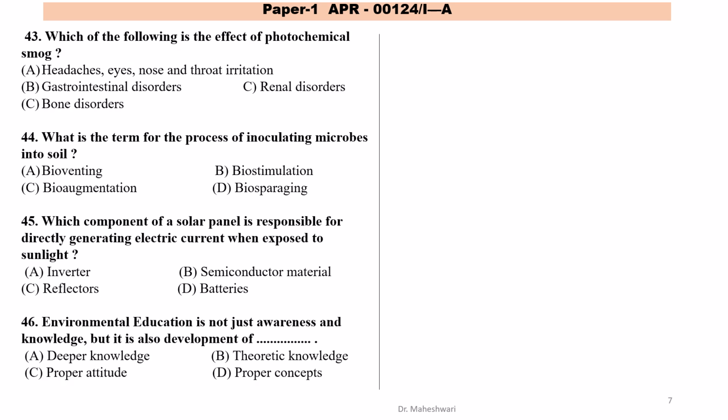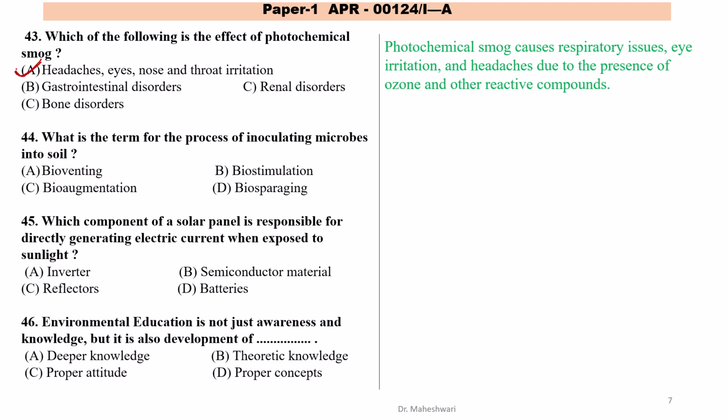Next one is, which of the following is the effect of photochemical smog? So what happens due to photochemical smog? You will find that headache, eyes, nose and throat irritation will occur. Option A is the correct option. Because of the photochemical smog, it causes respiratory issues, eye irritation, headache. This is due to the presence of ozone and other reactive compounds.